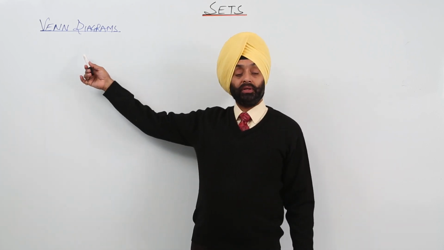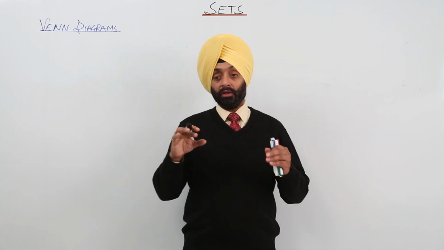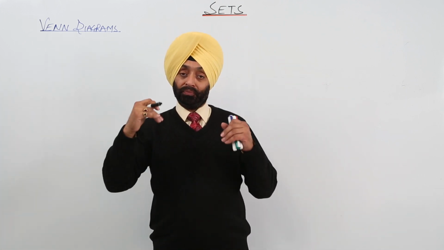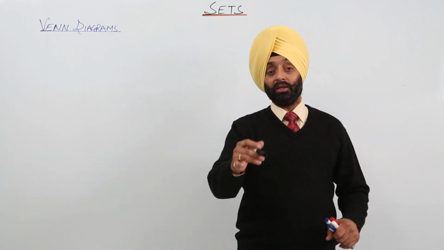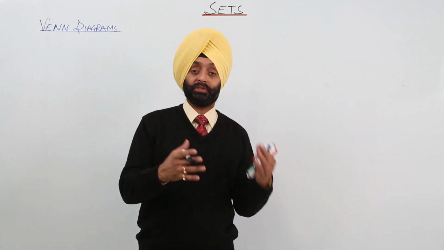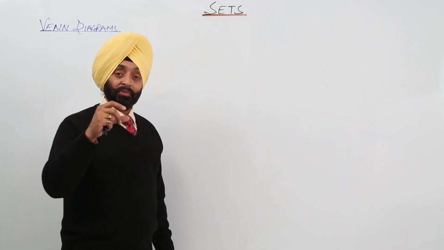Now next is Venn diagram. Now Venn diagram basically, what does it mean? Representation of some data. Because we are on the chapter of sets, so definitely we are going with the sets, representation of sets and all the things. So I am just telling you, representation of some data.